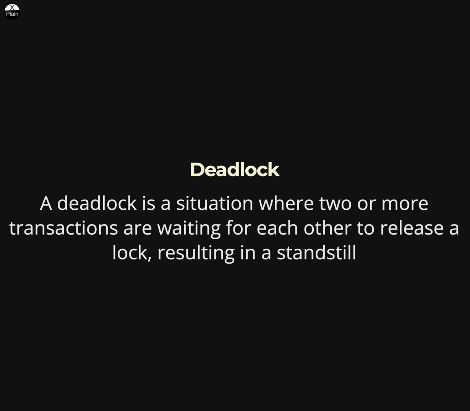In a database, a deadlock is a situation where two or more transactions are waiting for each other to release a lock, resulting in a standstill. Deadlocks can occur when two transactions are trying to update the same rows or tables in a different order, and each transaction is waiting for the other to release its lock.